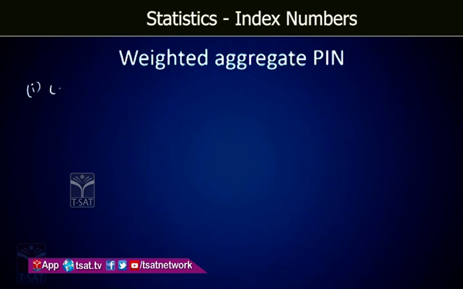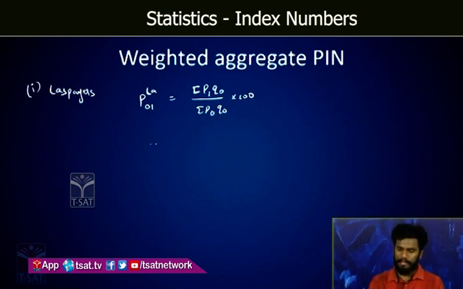First it is Laspeyres price index number, and it is denoted by P01 LA, and it is given by summation P1 Q0 divided by summation P0 Q0 into 100. So as I was saying, it is a weighted aggregate price index number. We are adding weights as the quantity values in the base year for this Laspeyres.